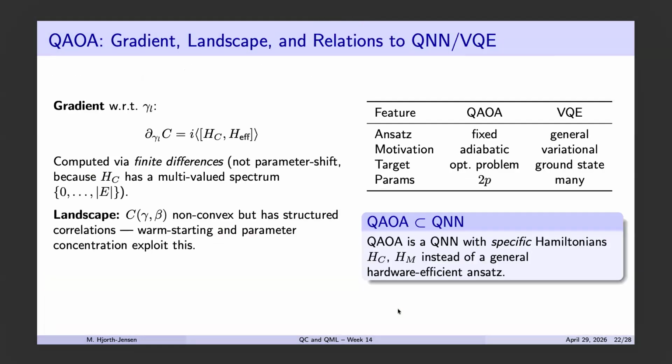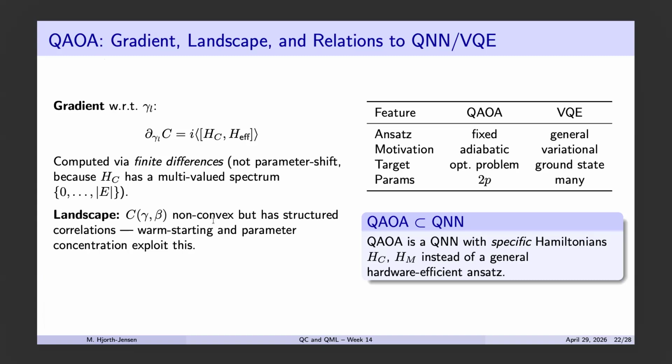And if we relate this to quantum neural networks, we have to evaluate the gradients. If you're looking at the QAOA, we often end up evaluating the gradient by finite differences, because the parameter shift cannot be used, because HC has a multi-valued spectrum. If you're using just the Pauli Z gates, this is actually much easier. But in general, for the QAOA, you would use finite differences.